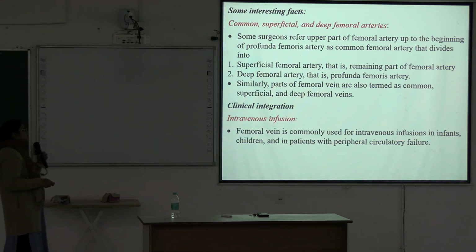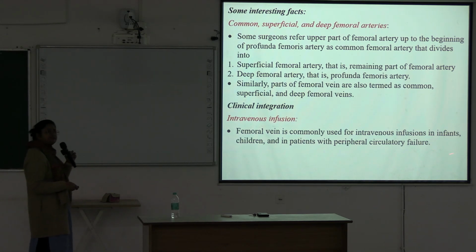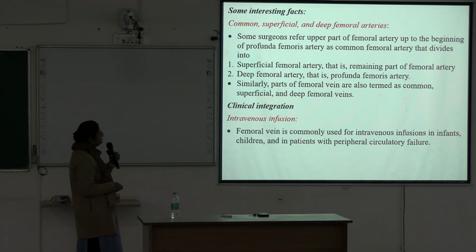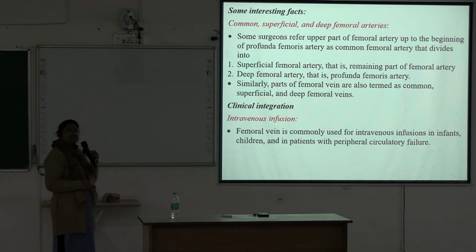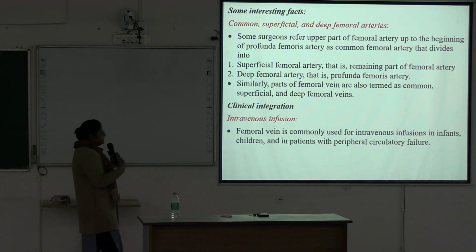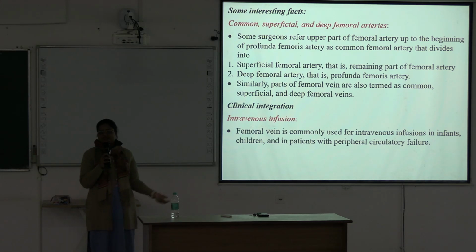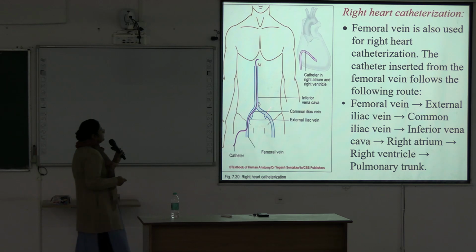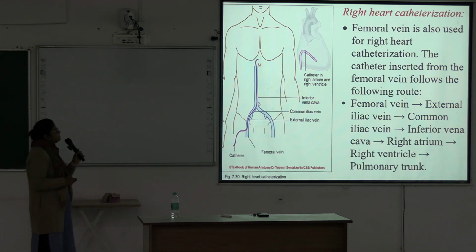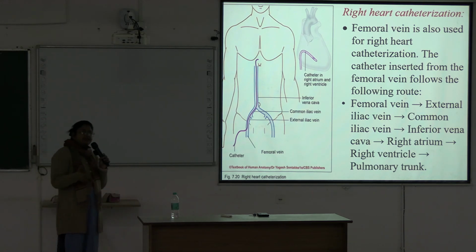Now, femoral vein is commonly used for intravenous infusions in infants, children, and in patients with peripheral circulatory failure. Okay, this comes as an explain-why question: why femoral vein is used? Because it is an easily accessible deep vein. Generally we do infusion in peripheral veins, but in circulatory failure peripheral veins collapse. Next we go to right heart catheterization.